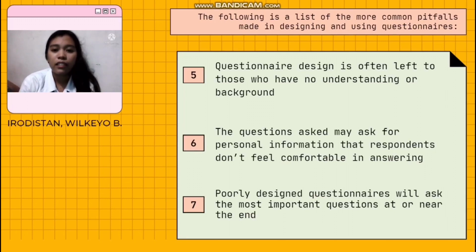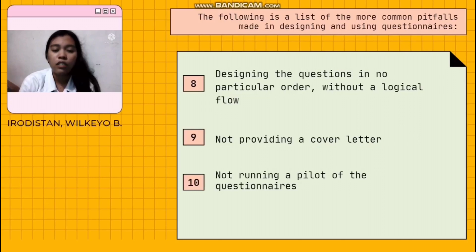8. Designing the questions in no particular order without logical flow. The questionnaire should be arranged for sound analysis and interpretation as much as possible. For example, from personal information like name, age, sex, etc., down to educational attainment, to work history, and other information needed, so dapat ito nakasalansan.